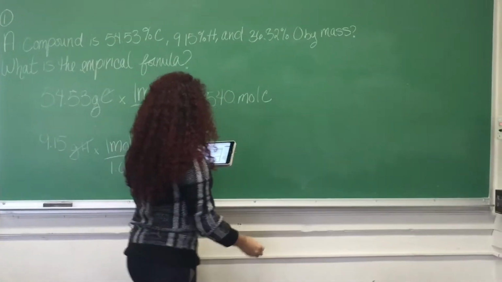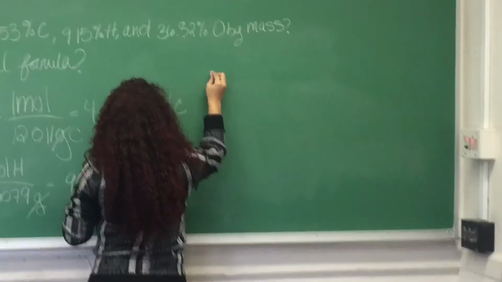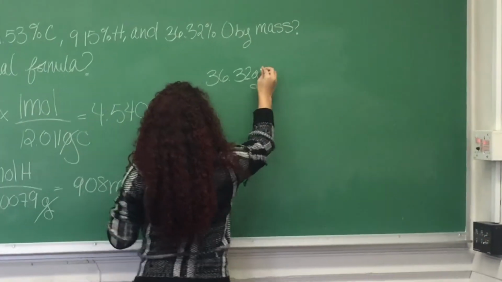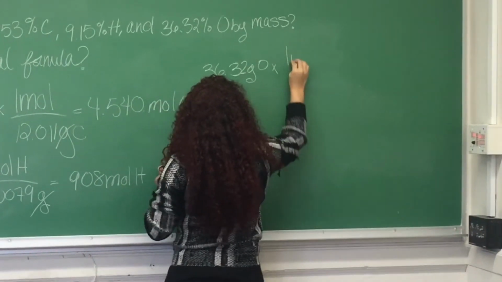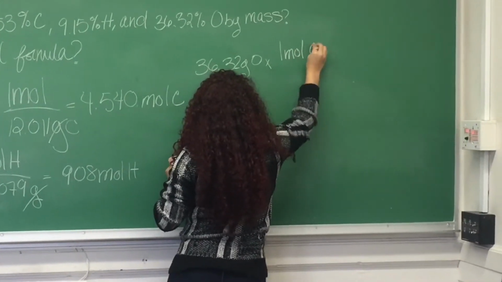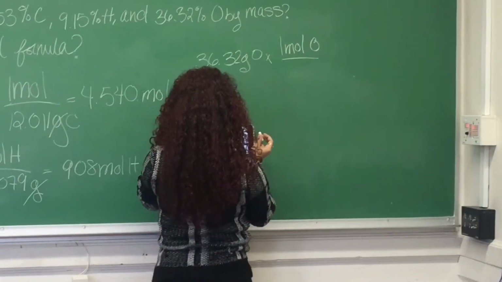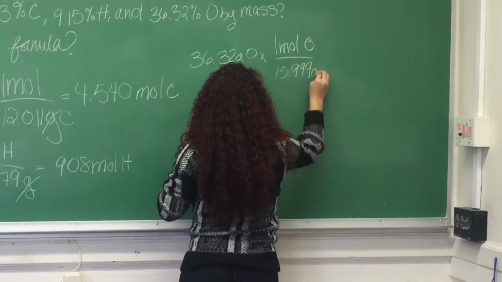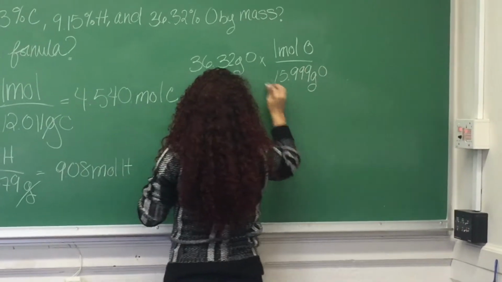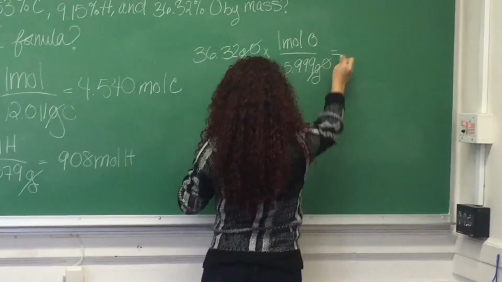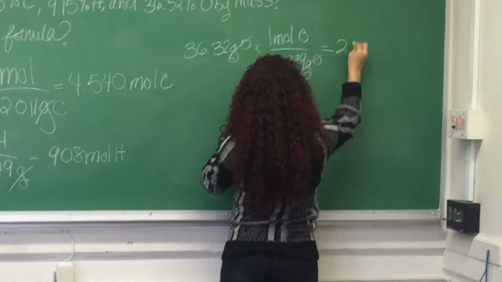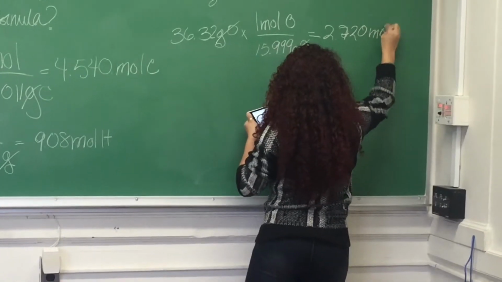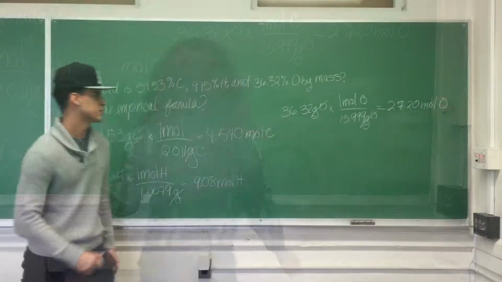And we'll move over here, and we'll do the same for oxygen. So we have 36.32 grams of oxygen times 1 mole of oxygen, and the mass of oxygen is 15.999 grams. We'll make sure these cross out. When we divide, we get 2.72 moles of oxygen. So what is the next step?